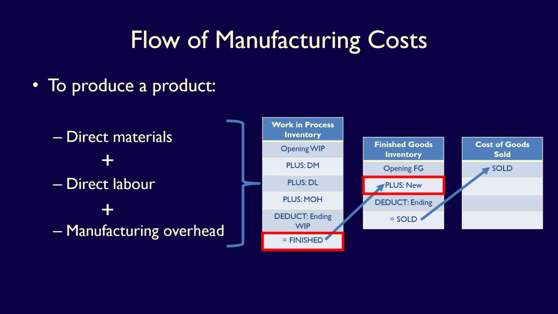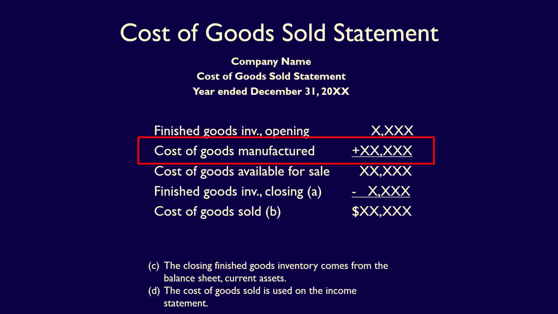What we need to be able to calculate is the cost of goods manufactured, the cost of all the goods which are finished during the period and are ready to be moved into finished goods from work in process inventory. We need the total cost of the products which have been completed and are ready for sale. This is the amount which will be transferred from the WIP inventory into the finished goods inventory account. But why else do we need to determine the cost of goods manufactured? This cost is required to calculate the cost of goods sold, the expense on the income statement.